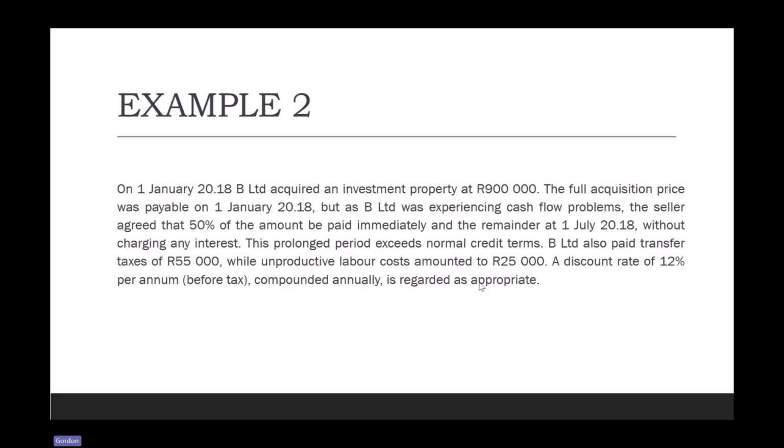There are 6, right? So it will be 12 divided by 6 to get 2%. So you must match your interest rate to the payment period. Very important, right?